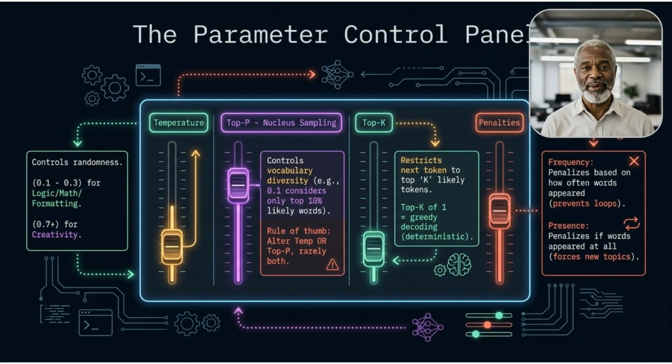The parameter control panel allows you to manage randomness and vocabulary diversity. Temperature controls randomness. Use lower values for logic. Top P and Top K restrict the next token selection. Penalties prevent loops and force new topics.